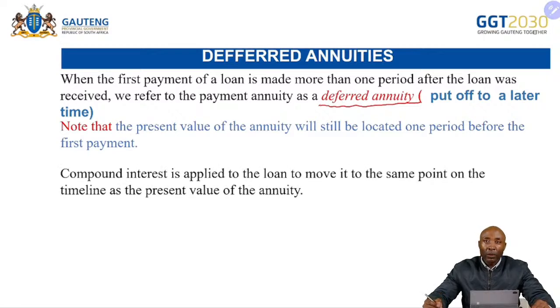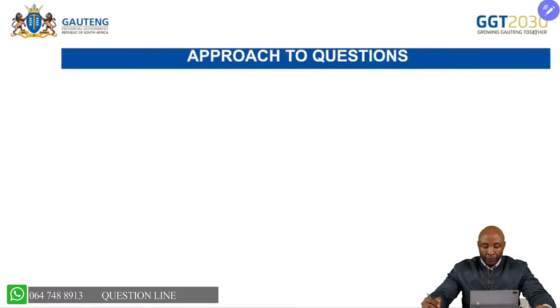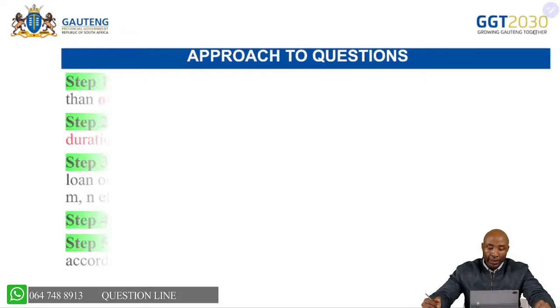And we will apply compound interest formula for the period when payments are not made, and we leave a month gap, we calculate the new present value, a gap before the first payment is made. Now, a timeline is going to help us a lot in answering these questions correctly. Now, let's look at the approach to these questions.